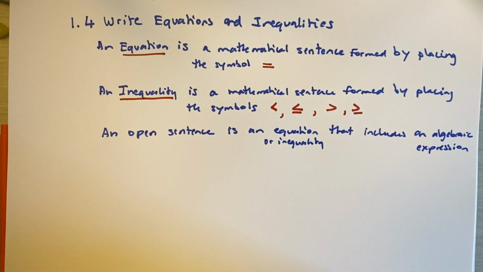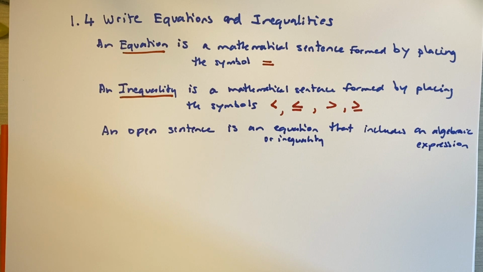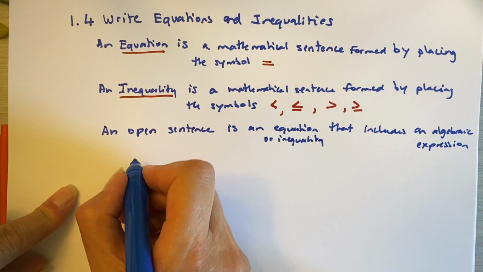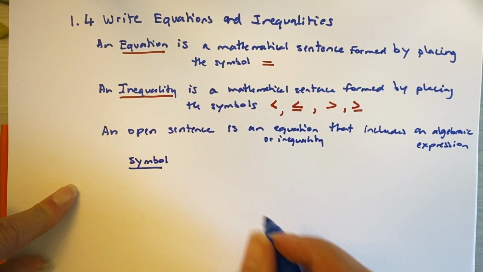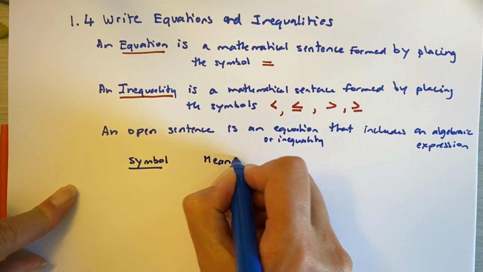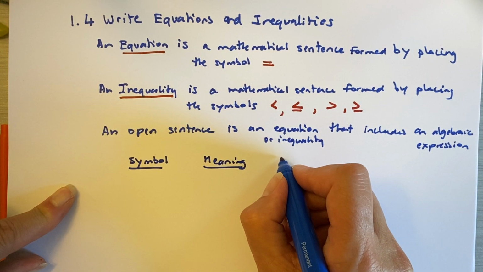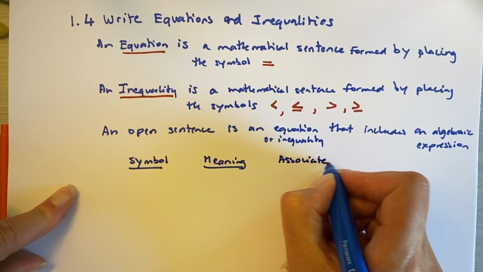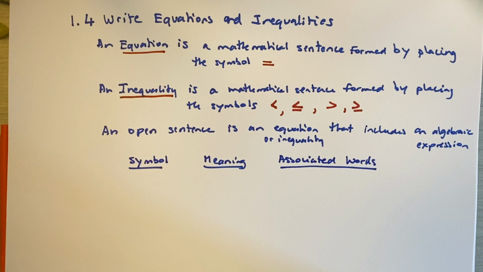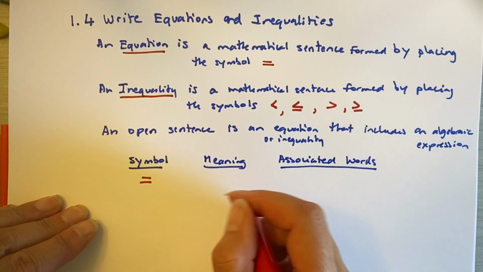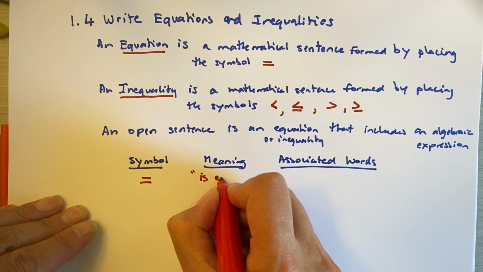Okay, now just as addition, subtraction, multiplication, division have certain words, so do equality and inequality. So for example, I'm going to write each symbol and its meaning and the kind of words that you'll see in a word problem associated with it, because you need to take the words in a word problem and translate them into a mathematical sentence, an equation or inequality. So if I have this symbol right there, that means is equal to.